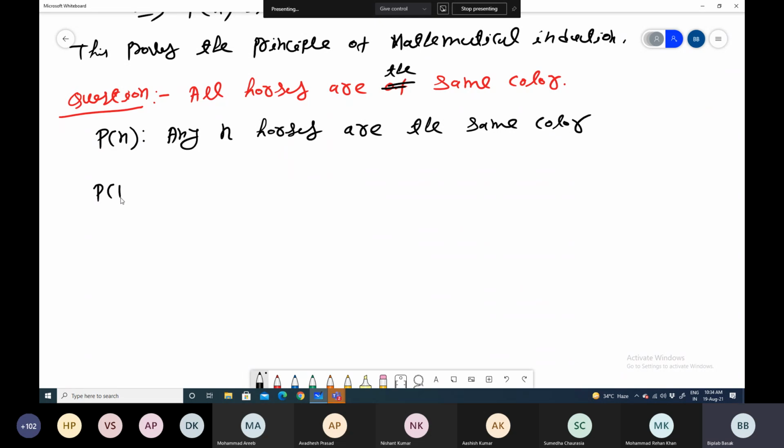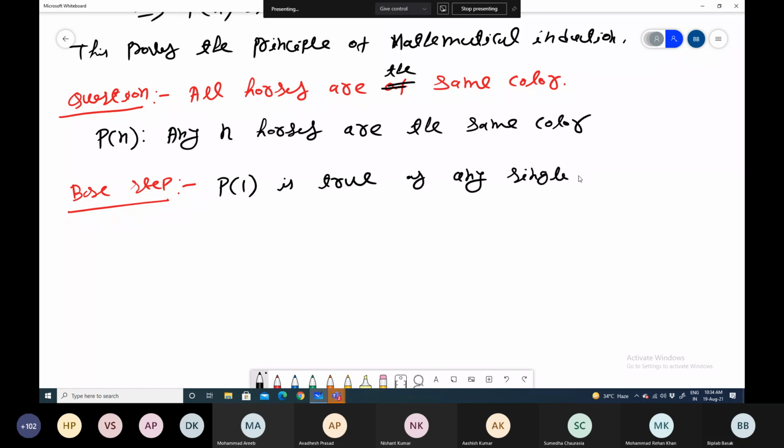Now you can see P1, the base step. Now P1 is true, as any singleton set, any single horse, has the same color. So there is nothing to prove here, right? So trivially this is true.